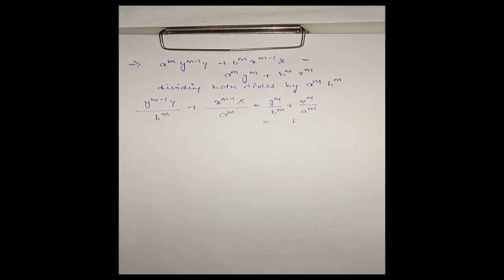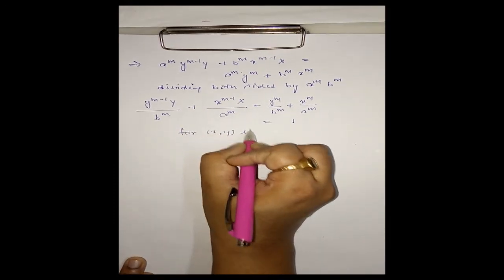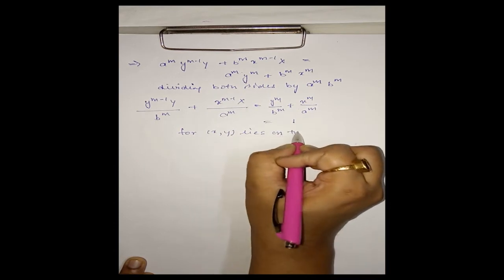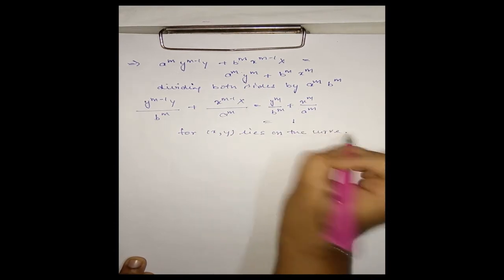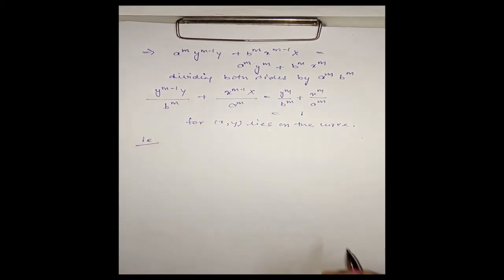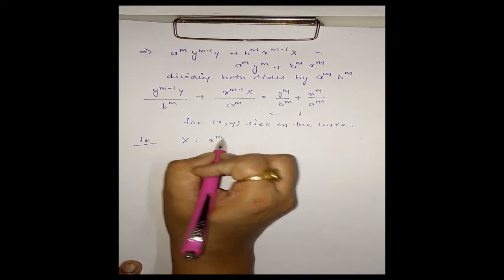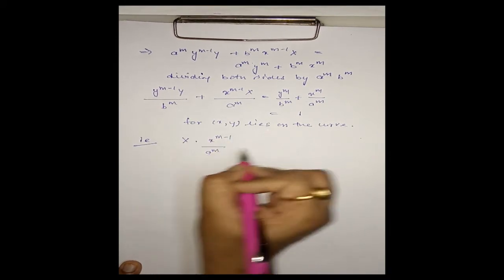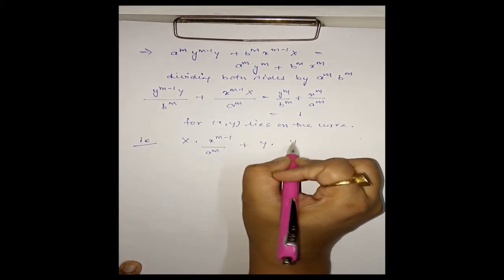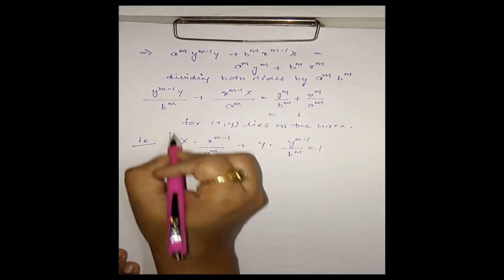This is our curve equation. Okay, this is equal to 1. Therefore, this is so because xy lies on the curve. Therefore the equation of tangent is capital X into xm minus 1 upon am plus capital Y into ym minus 1 upon bm is equal to 1. This is the equation of tangent.